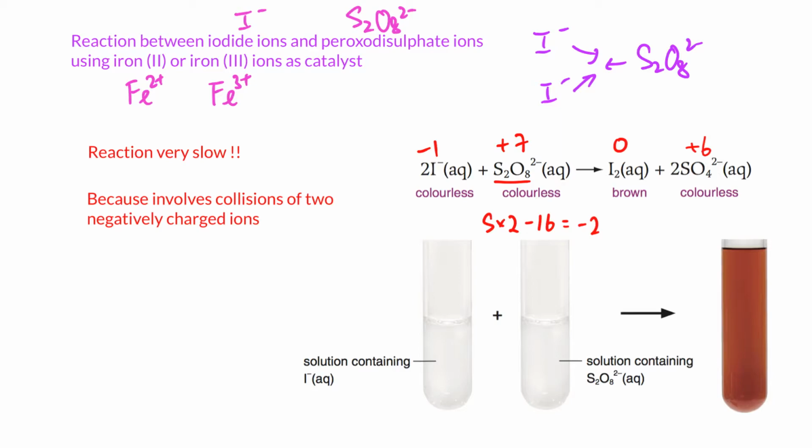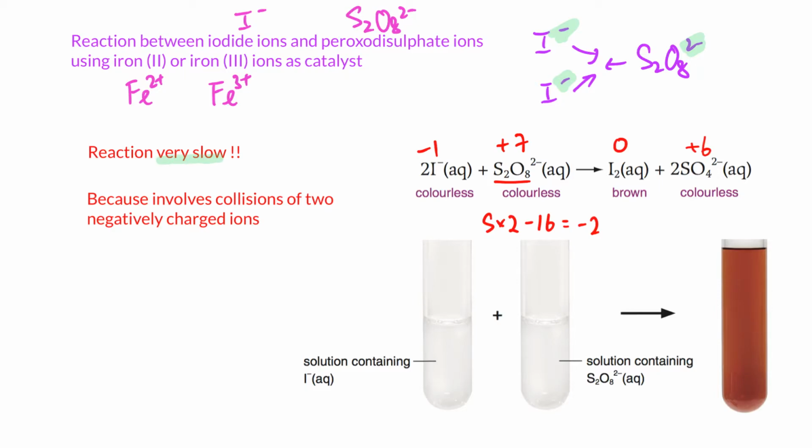However, there's one thing stopping them from bombarding each other, and that is their charge. Because you see that all of them are negative, so the negative ions will repel each other. So is it easy for three of the ions to come together and hit each other in the right orientations with sufficient energy to carry out the reaction? The answer is no. Therefore, this reaction is very slow.